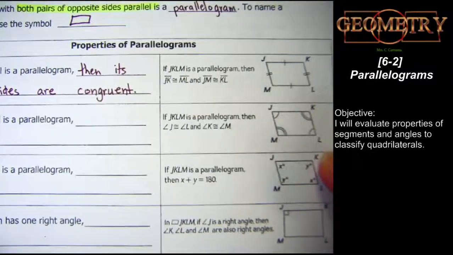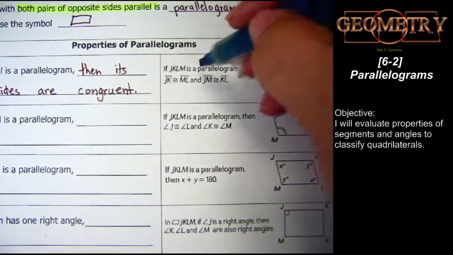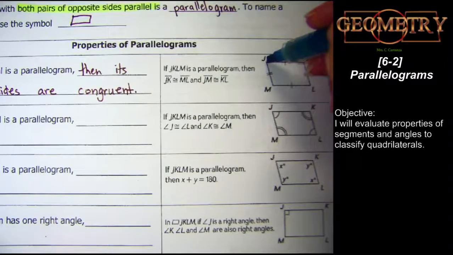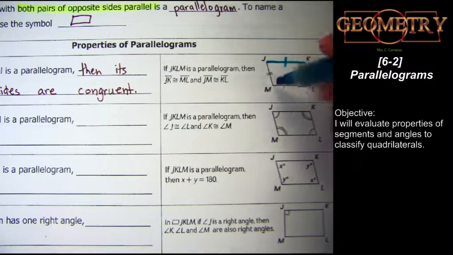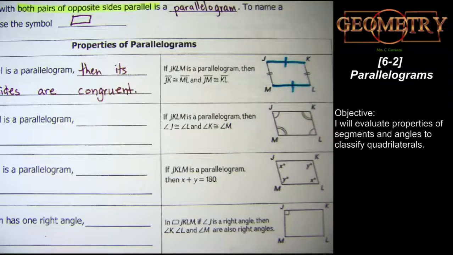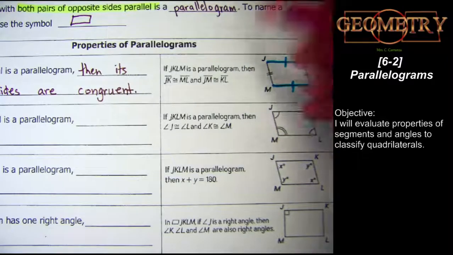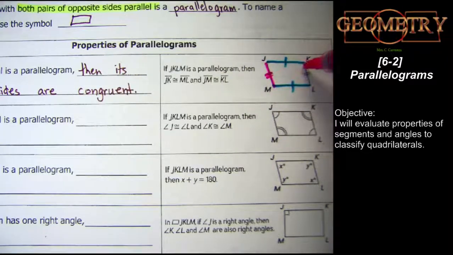There's our diagram. Here's a parallelogram. We're told it's a parallelogram. Notice that this side is congruent to this side because they're opposite of each other, and that means that these two sides are also opposite. Okay, there's our parallelogram.